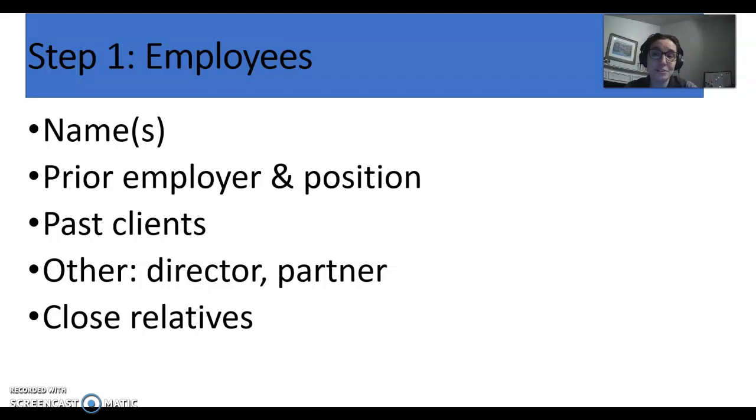We can also ascertain from our current employees the past clients that they worked with. Now, we do have to be careful, again, not to disclose client confidences. So it's not like you should share, oh, well, I worked on XYZ Corporation and the details of the case. But you can disclose the names of the clients. That's usually not privileged or confidential information to say that Smith Corporation was a client of mine. I didn't disclose what I worked on, just the fact that they were a past client.